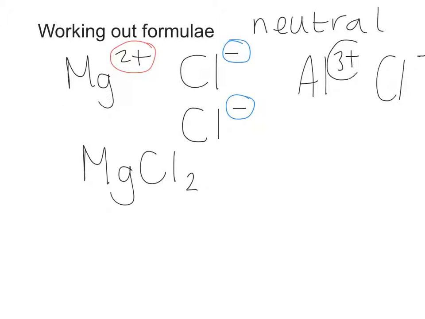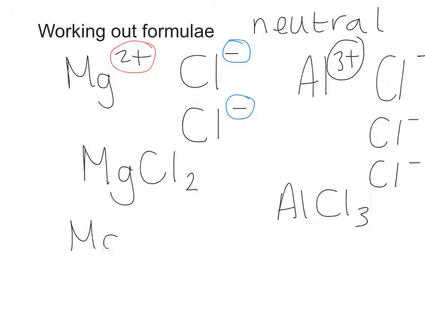If we think of another example, so aluminium chloride, Al3+, Cl-. Again, we've got 3+ charge and we've only got 1-, so we need another 2 minuses, AlCl3.